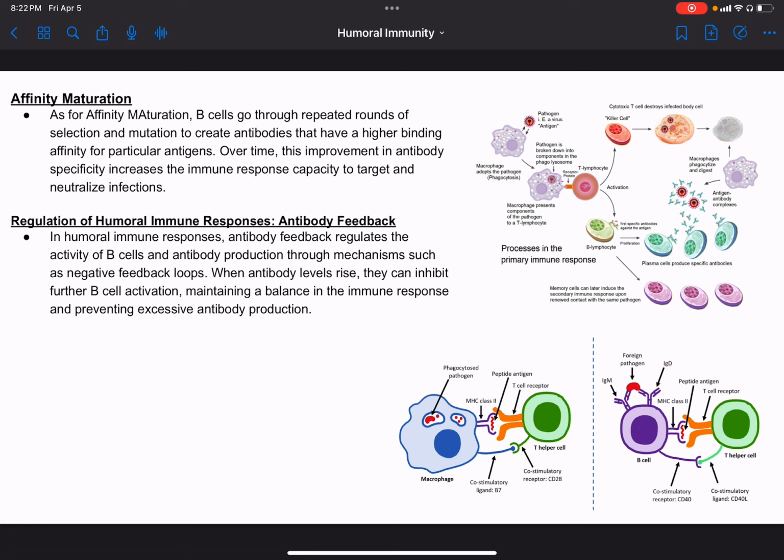As for regulation of humoral immune responses, otherwise known as antibody feedback, antibody feedback regulates the activity of B cells and antibody production through mechanisms such as negative feedback loops. When antibody levels rise, they can inhibit further B cell activation, maintaining a balance in the immune response and preventing excessive antibody production.